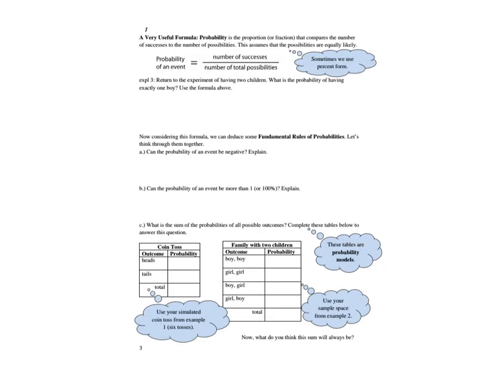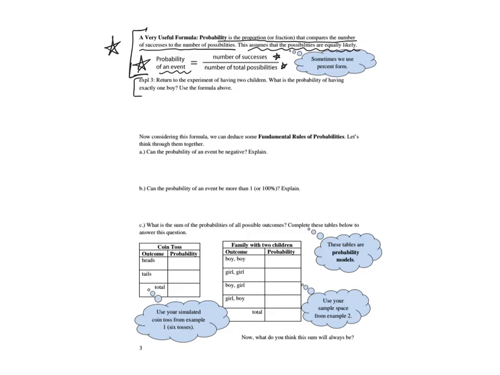All right, this is the most important thing you will see, and that is the formula for probability. Keep this guy in your head. We are saying that the probability of some event is the proportion that compares the number of successes to the number of possibilities. This does assume the possibilities are equally likely, like the heads and tails on a coin, right? Probability of an event equals the number of successes over the number of possibilities, simply put. Okay, let's do number 3 to show off this wonderful little formula.